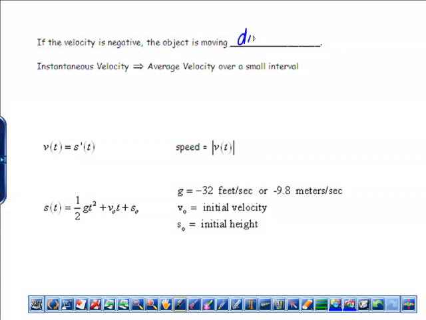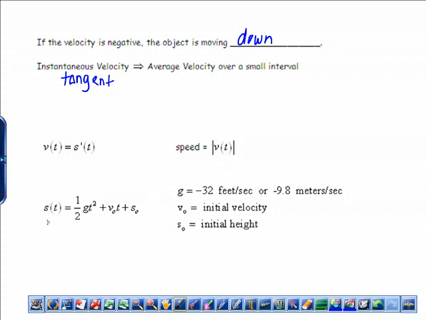So one thing to note here, I think everybody in physics knows this, but if the velocity is negative, the object is moving down. You could say in an opposite direction. In this case, though, the direction would be down. Instantaneous velocity, average velocity over a small interval, and below this instantaneous, I want you to write tangent line. And anytime you think of tangent, you need to think of derivative. So the velocity is the derivative of the position. And for speed, we're just going to take absolute value because speed does not have a direction, only velocity has a direction.